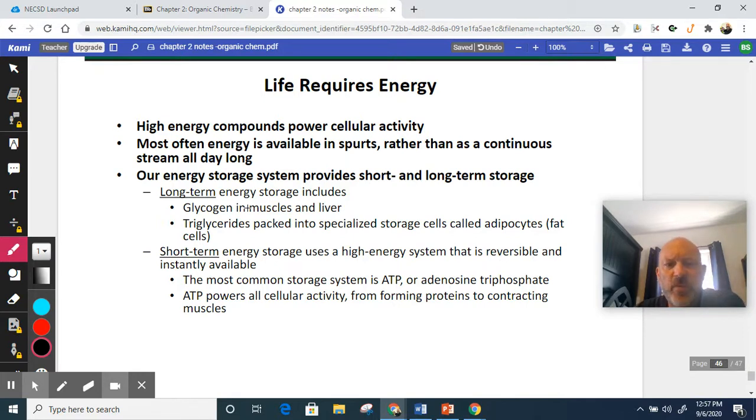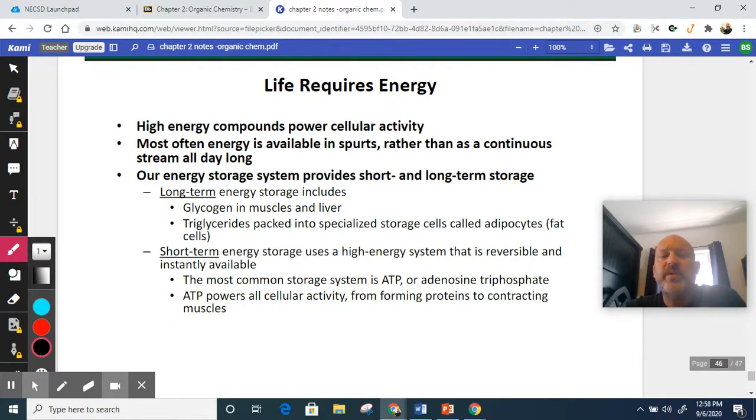It says here life requires energy. And we have high energy compounds that we use to power the cells, right? And as a result, power our bodies. Remember, when you're eating a lot of food, let's say you eat a lot of pasta, you'll use some of that sugar that's in the pasta for short-term energy, right? So you'll send some of those glucose molecules to your cells, and we'll use that for short-term energy.